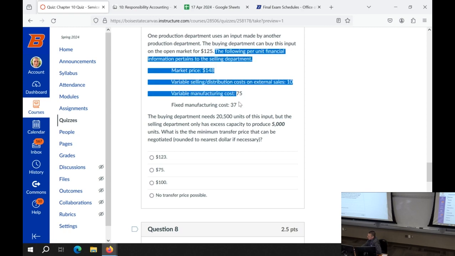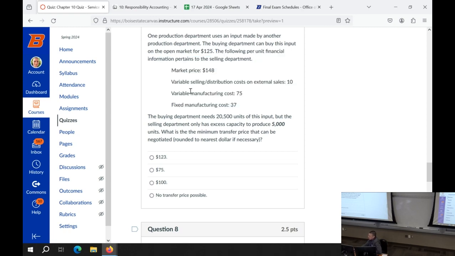Now, the selling department has this data right here, which I formatted okay. This is not too bad. We have our market price, which we'll need to figure out unit contribution margin for lost sales. We'll need that for the selling department's market price. We need variable selling/distribution costs on external sales.